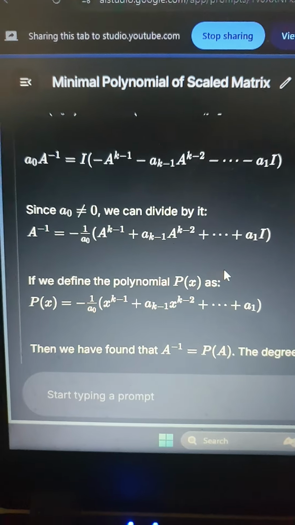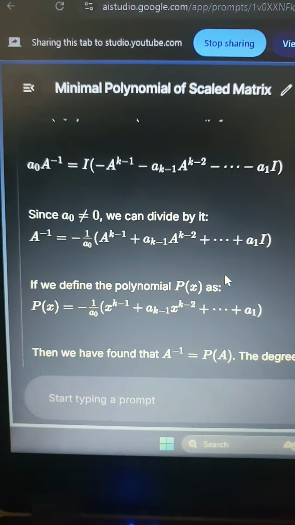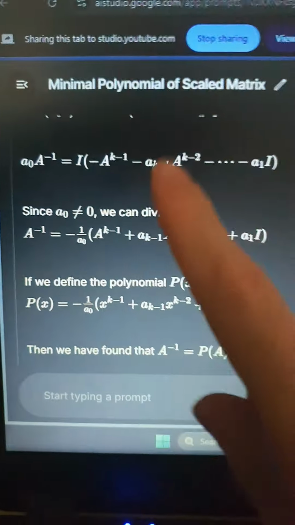So this is very nice. This is how we can use the minimal polynomial to derive an equation for the inverse of an invertible matrix.